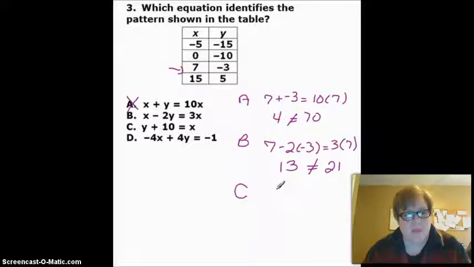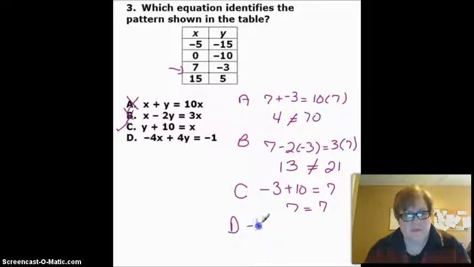All right, so y plus 10 equals x. So y is -3 plus 10 equals x. X is 7. 10 plus negative 3 is 7. And that works. Okay, so I've got it on the first one. I'm not going to call it my answer yet, because I want to check out D, but I think we may have found a winner there.